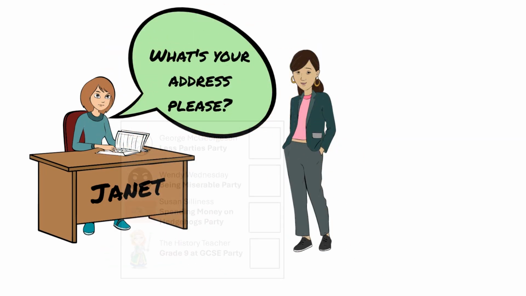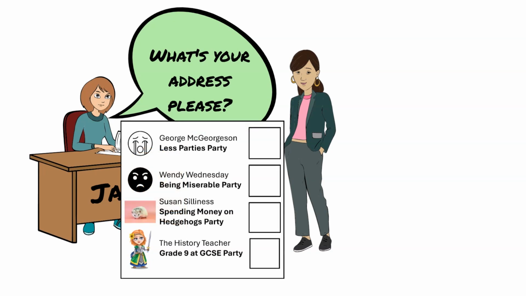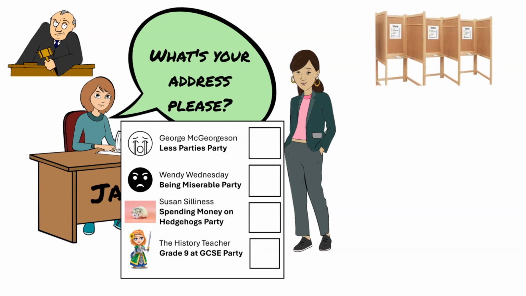Janet then records a number and gives you a polling slip with a list of the candidates on it. The number is to prevent voter fraud and is sealed away and can only be opened with a High Court order. Janet will then point you towards some booths where you can go and make your decision. This is it. Now is the time to decide.